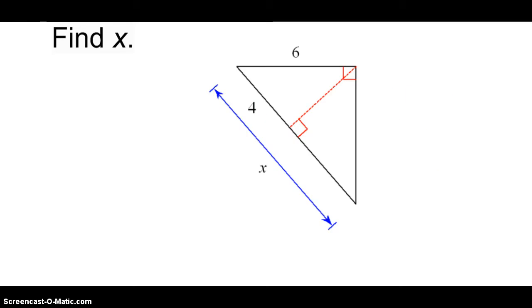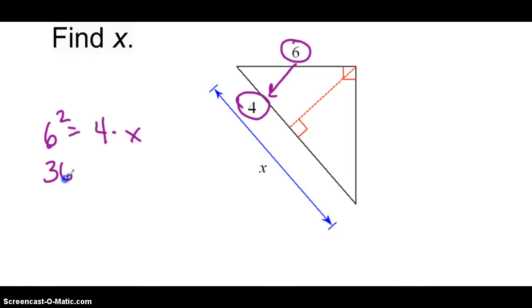Okay, let's look at another one. What type of geometric mean am I looking at? Well, you're given a leg of the right triangle, so we're using one of our leg theorems. The leg is the geometric mean between the adjacent piece of the hypotenuse, which is 4, and the entire hypotenuse itself of x. So actually this one's pretty easy. 36 equals 4x, so x equals 9.